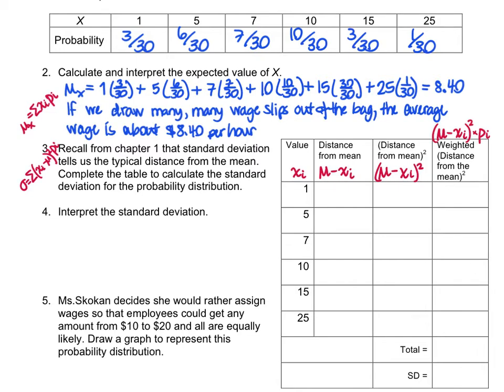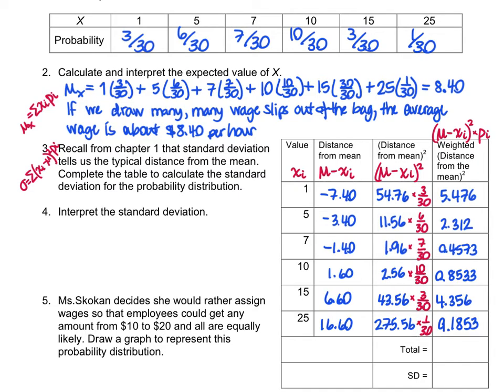So we start with 1 minus 8.40, and we end up with negative 7.40. We square that number, and of course no longer have a negative number, but have a positive number. We multiply that by the probability of the outcome of 1 for the random variable, and that gives us the weighted contribution to the variance. Next, pause the video and fill out the remainder of the table through the line for $25 per hour. When you're done, turn the video back on.